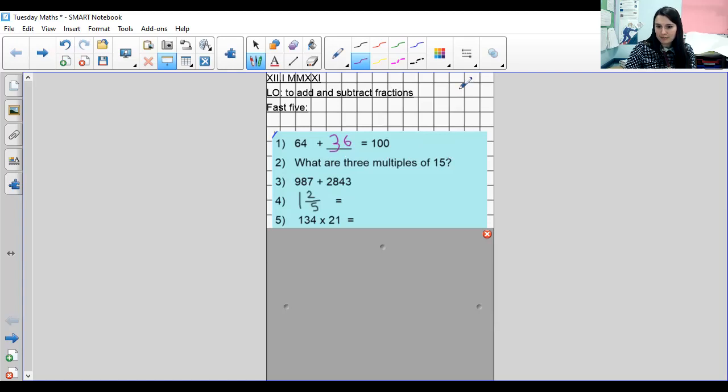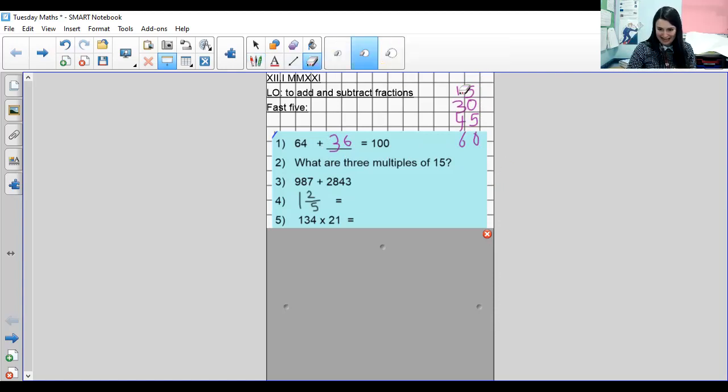3 multiples of 15. Multiples are in the times tables of 15. So I can start with 15. 15 add 15 is 30. If I keep adding 15, I'd get 45, and finally 60. I guess that's 4 multiples really, but you could have chosen those next 3.